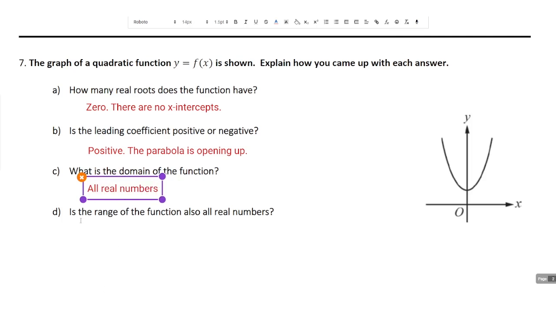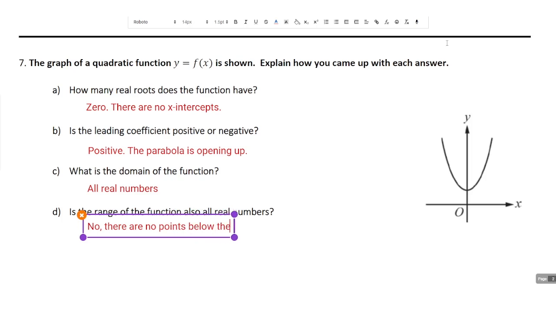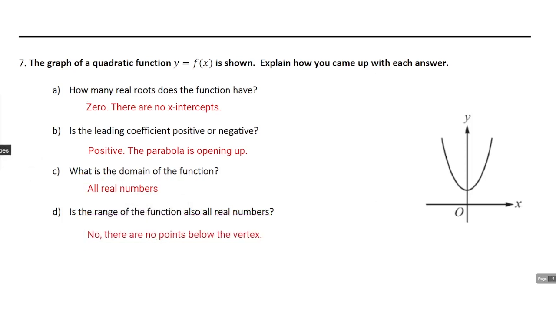Is the range all real numbers? No, the range is not all real numbers because there are no points below the vertex. Remember that the range consists of all the y values that are represented on the function. And the y values kind of start here. We don't have any numbers, but let's say it was like 1. Then in that case, the range would be all the y values greater than or equal to 1, but not less than, because there's no graph down here.